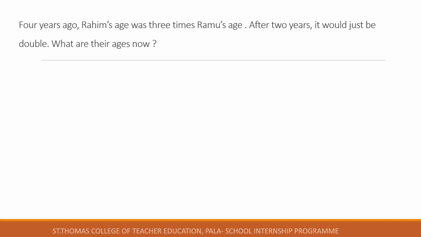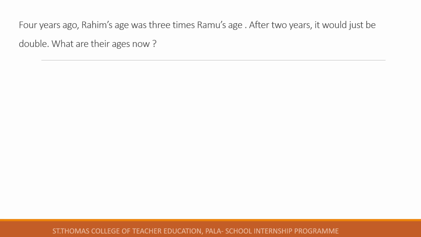Okay, 4 years back, Rahim's age is 3 times Ramu's age, isn't it? That is 3 into Ramu's age. So after 2 years, what will be the relation? Rahim's age will be double that of Ramu's age. But we have to find out their age now, that is present age, isn't it?